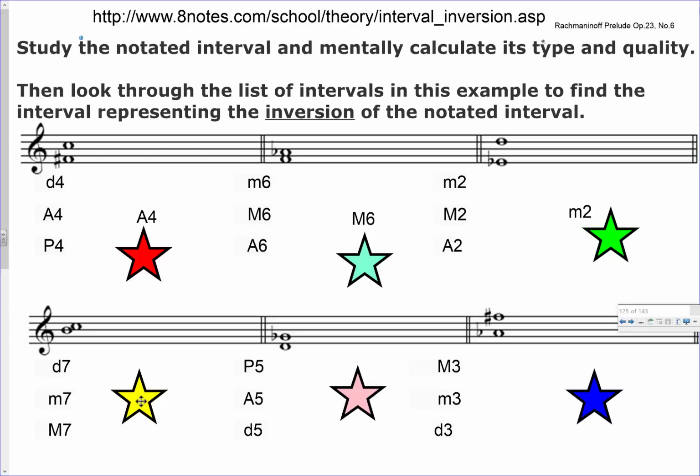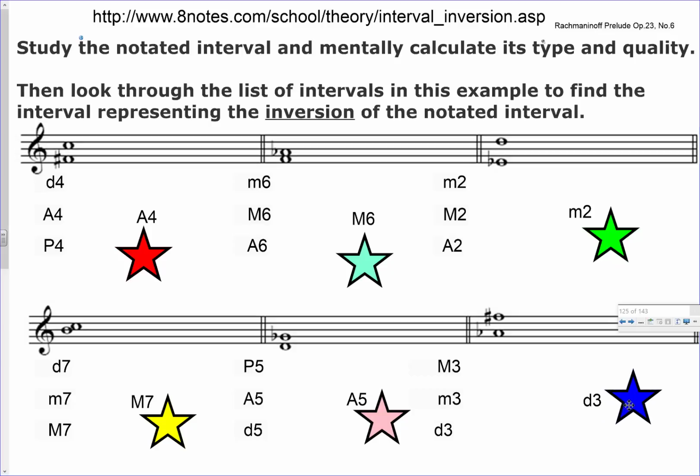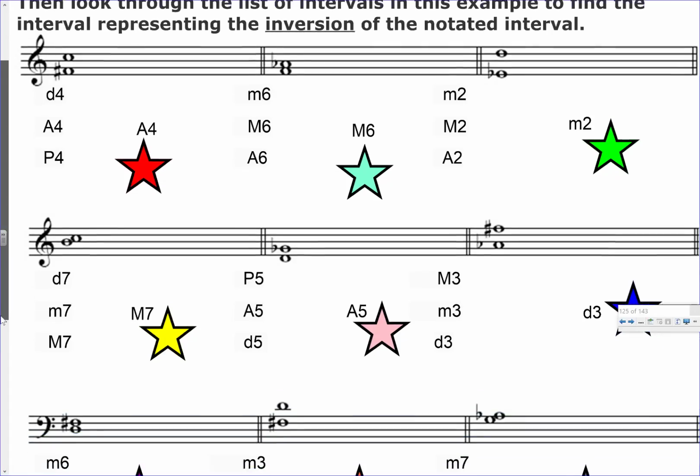Let's head over to the yellow star. Let's take the B, move it up an octave, so from C up to B would be a major seventh. The next one, we have a D to a G flat. If we invert that, it becomes an augmented fifth. The next one, A flat up to F sharp, inverted, is a D3. Let's head down.